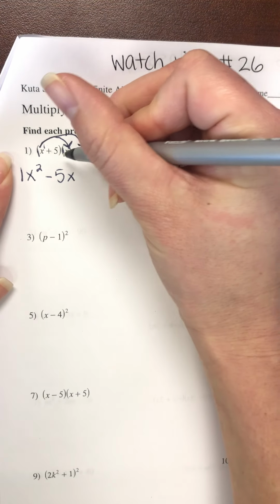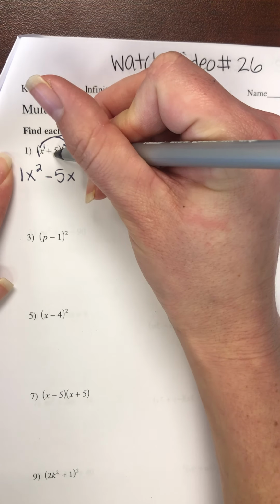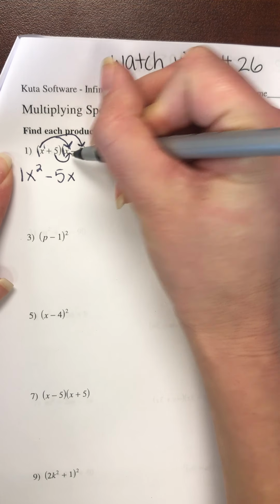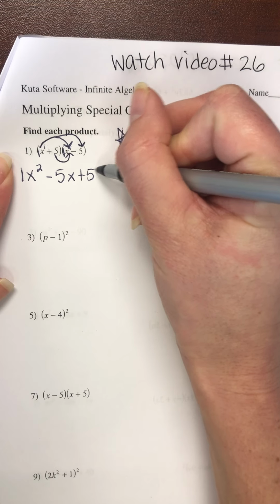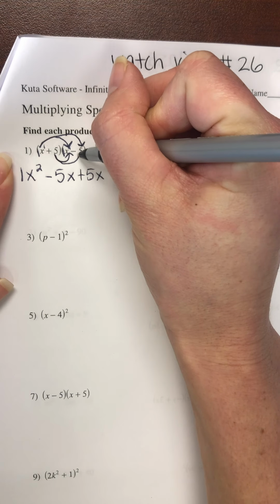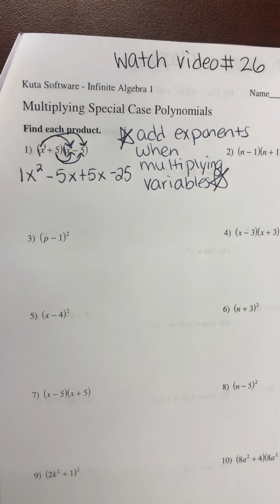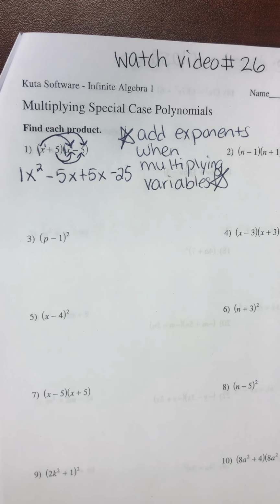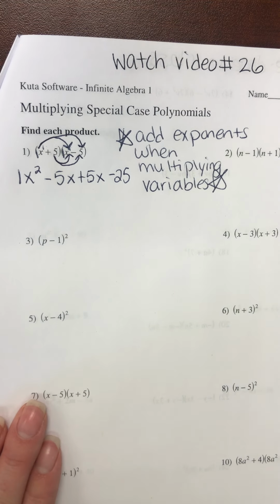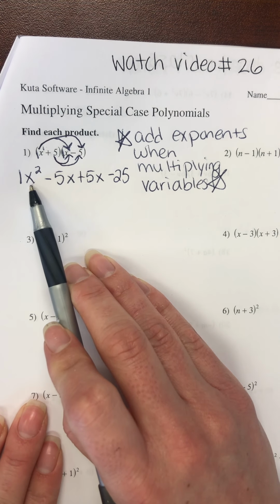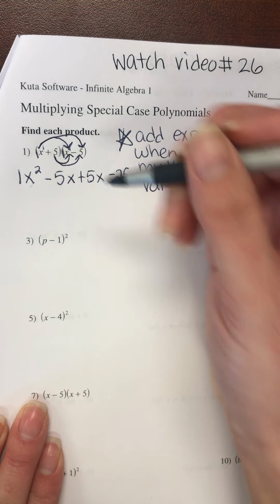And then we're also going to distribute that 5 to everything in the second set of parentheses. So 5 times x is 5x, and 5 times negative 5 is negative 25. So very similar to video number 25. But this is where it becomes a little bit different. So we're still going to combine our like terms. I have no other x squared, so I don't have any like terms to combine that with.